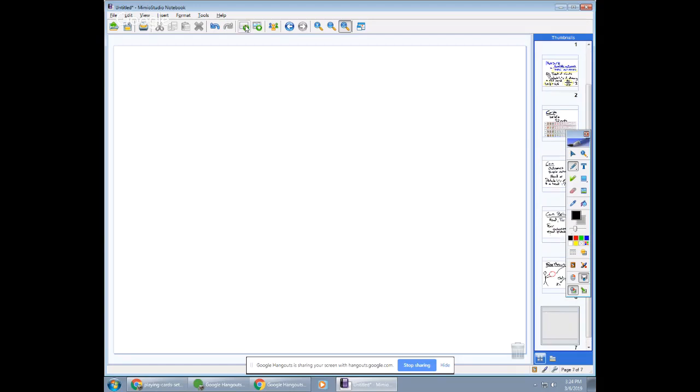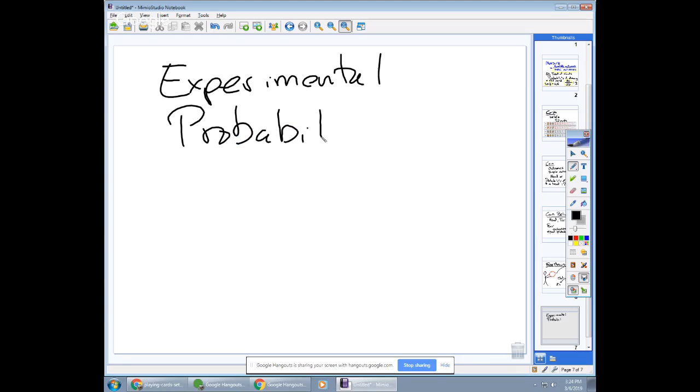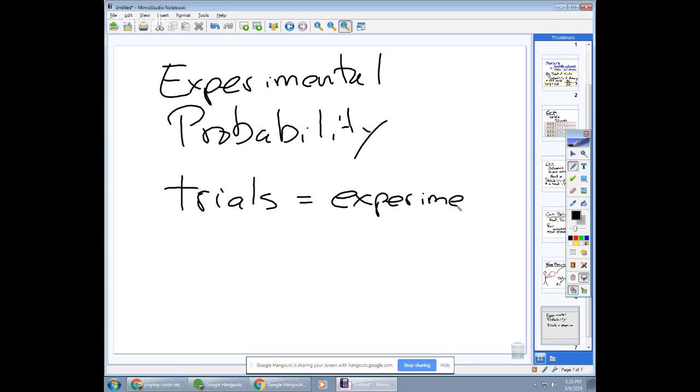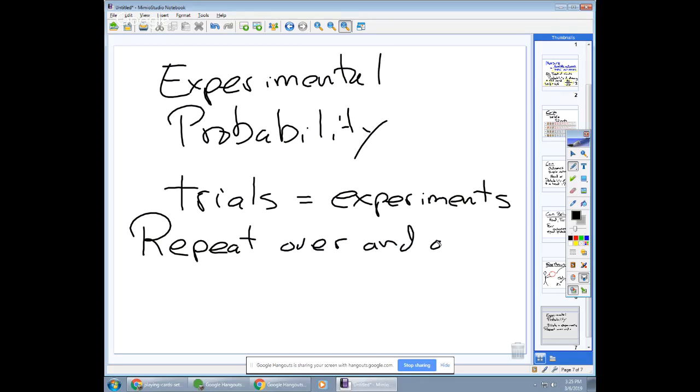So that leads to a kind of probability called experimental probability. With experimental probability, we have what are called trials. A trial is where you run the experiment. The experiment is I shoot the ball and we'll see if it goes in or not. So trials are experiments, and then we just repeat the experiment or trial over and over again. And in the case of the free throw, a favorable outcome is I'm hoping to get it in, right?